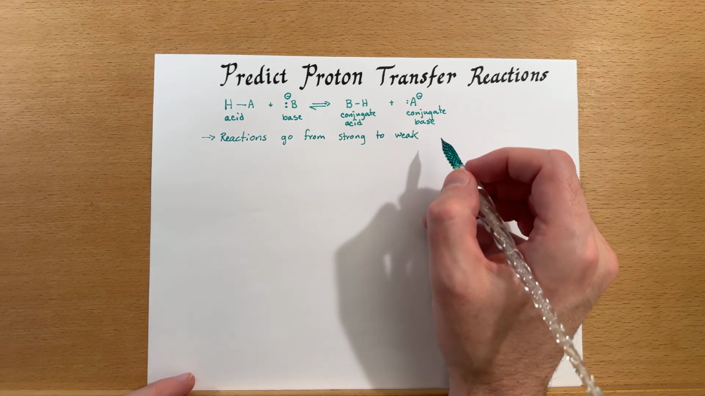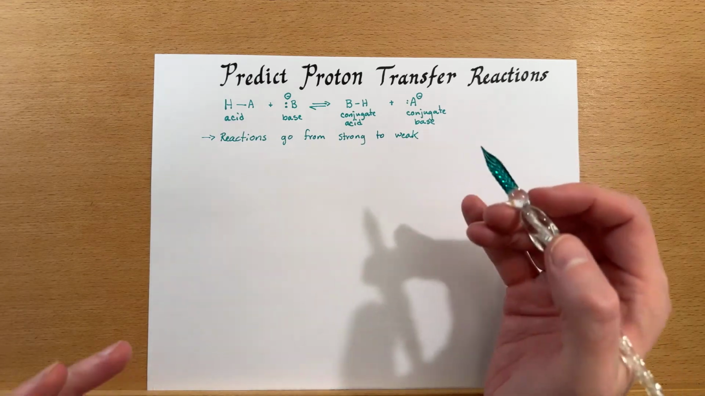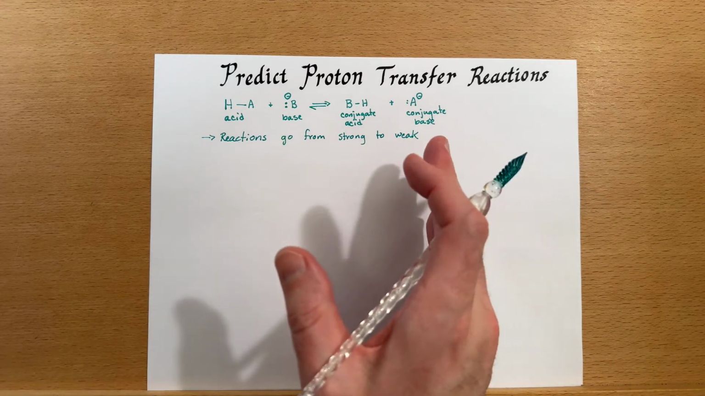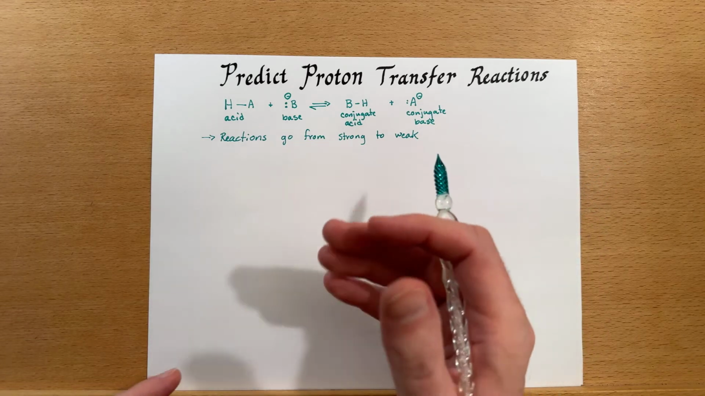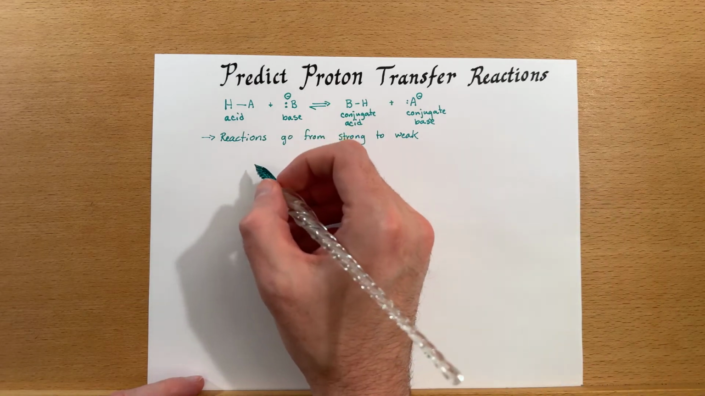So whichever side the stronger compound is on, or the stronger acid, it will tend to go towards the direction of the weaker one to form that. So let's look at a few examples of this in action.